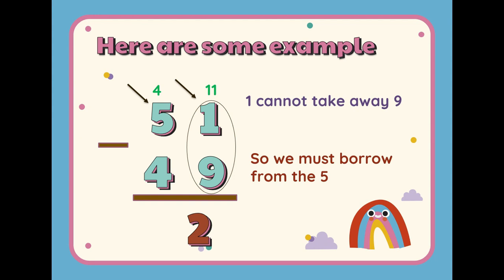Very good. How about this one? 4 minus 4 is equal to 0. So we do not need to write 0 in it. So the answer is 51 minus 49 is equal to 2.